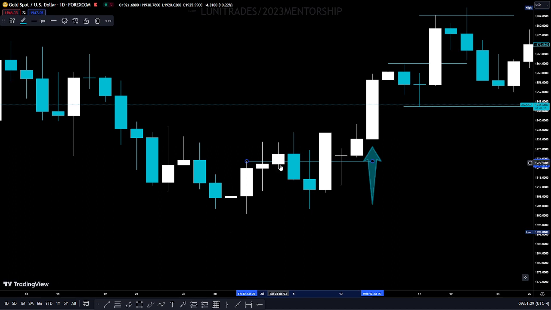It took that high but failed to take this high. So on this next day, I will be sitting on the sidelines, meaning I won't be doing anything, because price is in between this candle. So that will not frame a bias for us.